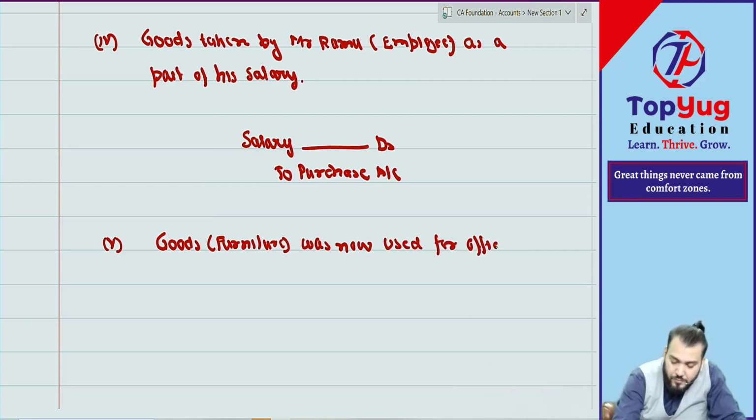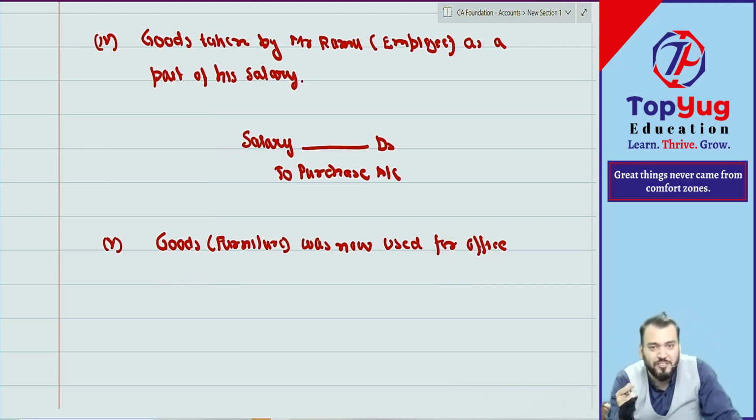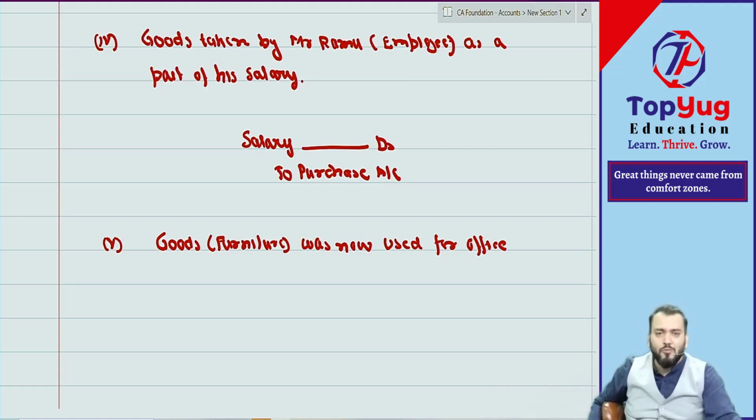Understood? Initially it was purchased for sale purpose. So we have opened which account? Purchase account. But the same goods can be used for what? Office purpose. Means out of many goods we have taken one furniture and we have used it for office purpose. Correct? Quite possible.